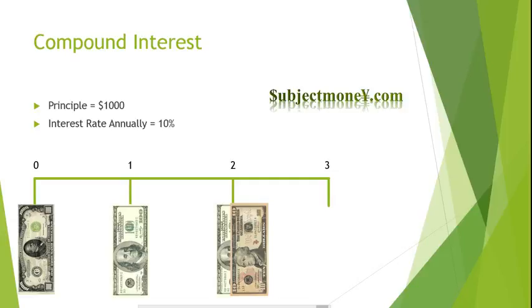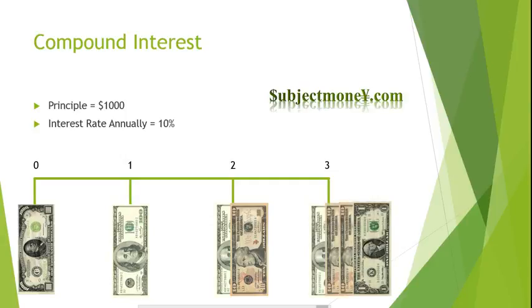Therefore, in the second year, it earned 10% interest on both the $1,000 principal and the $100 in interest accumulated from the previous year. So in the third year, your investment would have earned $121 in interest, which is 10% of the $1,000 principal and the $210 in accumulated interest from the previous 2 years. Since interest is compounding, the amount of interest earned each year increases over the life of the investment.